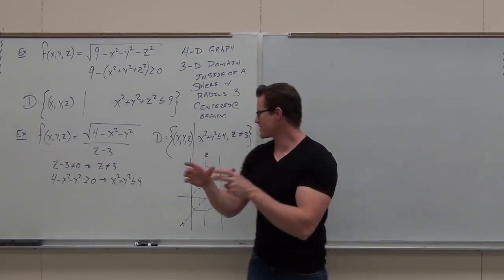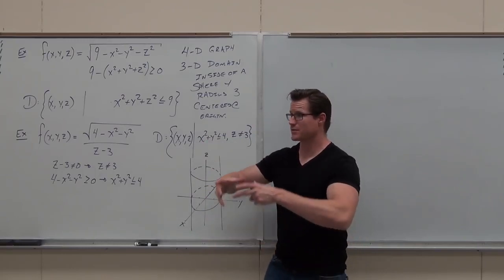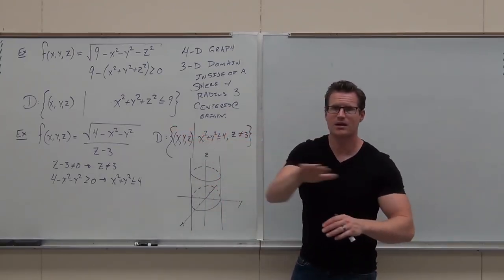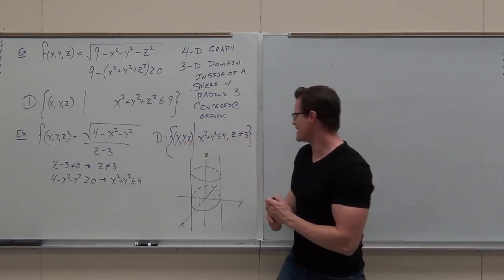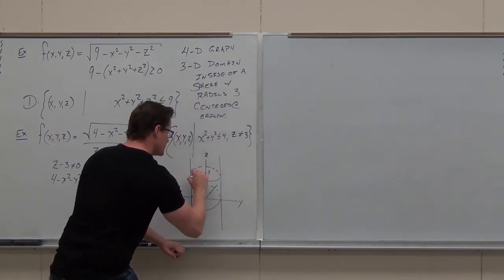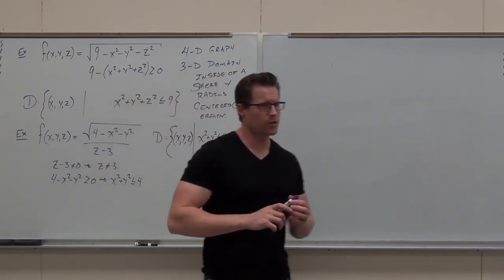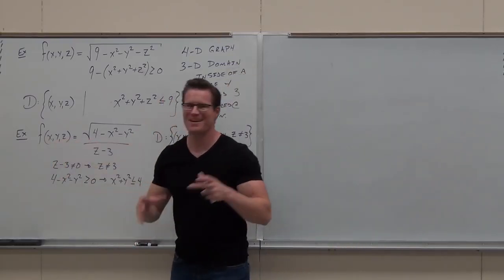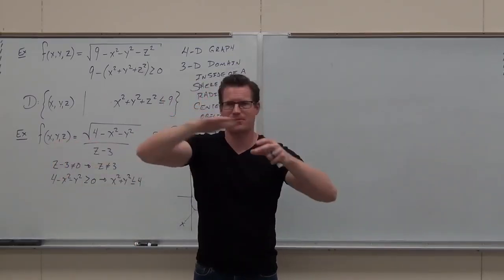Does that make sense? So this right here, in 3D, is the inside of a cylinder with a radius of 2 going along the z-axis. And z equals 3 is a plane. So I have this exception, z cannot equal 3. So if this is at 3, it's missing this disk. It's all the points inside that cylinder. Notice it's 3D. It's ordered triples. It's inside that cylinder except for that disk.